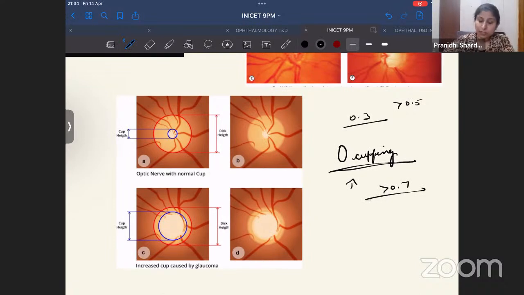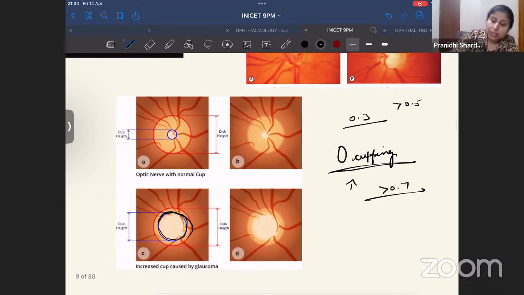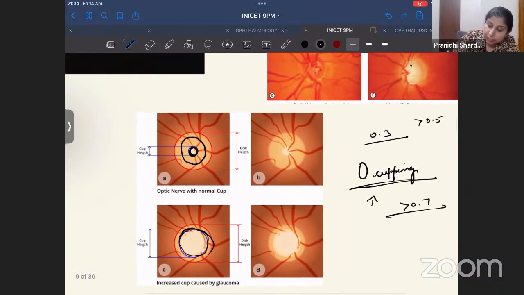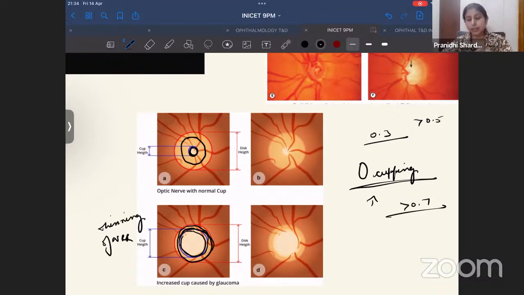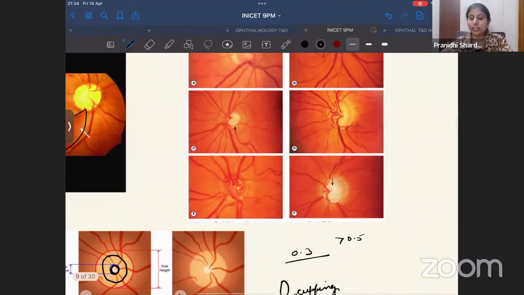So this is the normal cupping, and here there is an increase in the cup disc ratio. This is the optic cup and this is the normal healthy neural tissue. Whenever there is an increase in the cup, this tissue will decrease. So there will be thinning of the neuroretinal rim. So there is an increase in CD ratio and thinning of the neuroretinal rim.